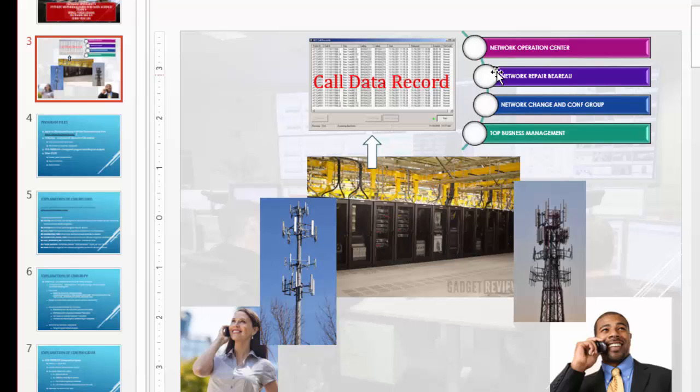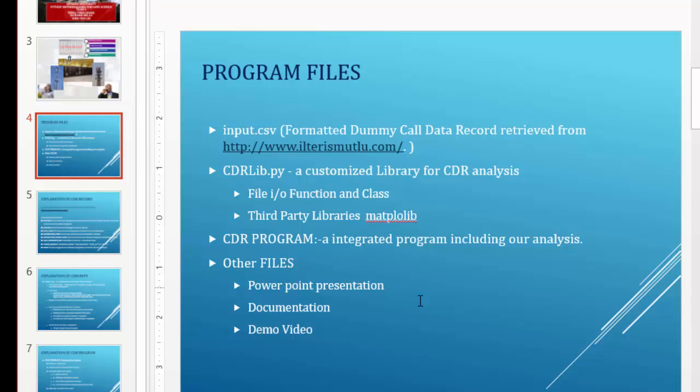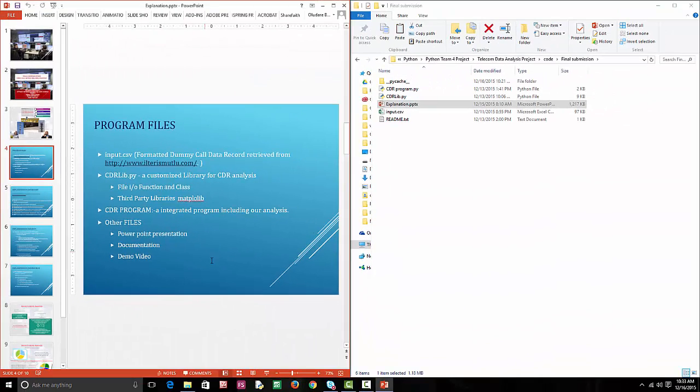Now, this information is used by different individuals in a telecom organization. First, we look at the network operation center, which does proactive monitoring of the network. Next, we look at the network repair bureau, which analyzes faults and does repairs. The change control config group does the maintenance, and the top business management deals with the cost.